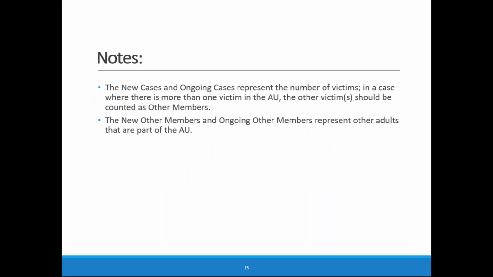Please note that new cases and ongoing cases represent the number of victims. In a case where there is more than one victim in the assistance unit, the other victims should be counted as other members. New other members and ongoing other members represent other adults that are part of the assistance unit.